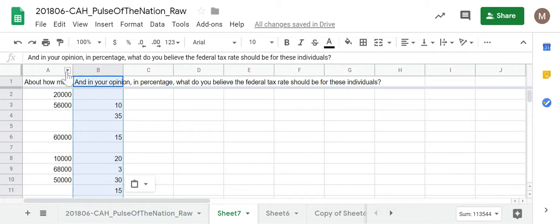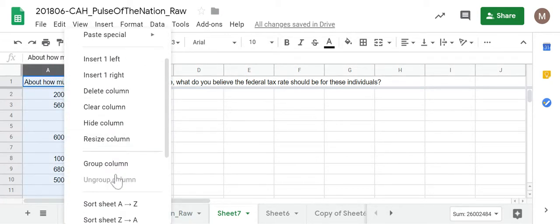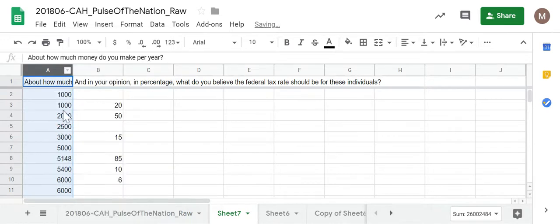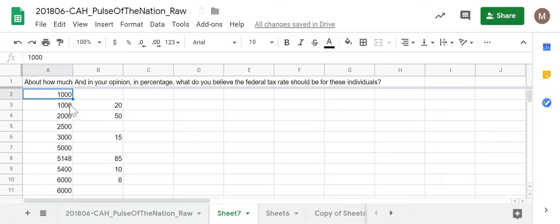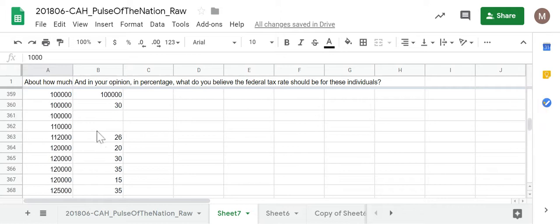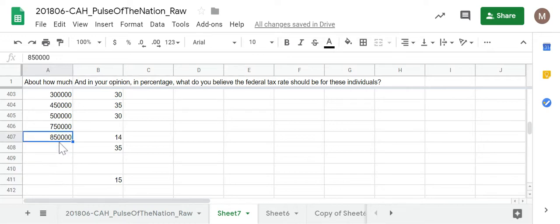First thing I want to do to scrub the data, again, view, freeze one row, column A. I'm going to sort sheet A to Z. And I'm going to find the values that don't make any sense. Sure, this person might be making $1,000 a year. They might be a college student or somebody whose spouse makes all the money. Let's scroll down to the bottom here. I'll buy that, $850,000 a year. Much more than that, I'd have a question mark.